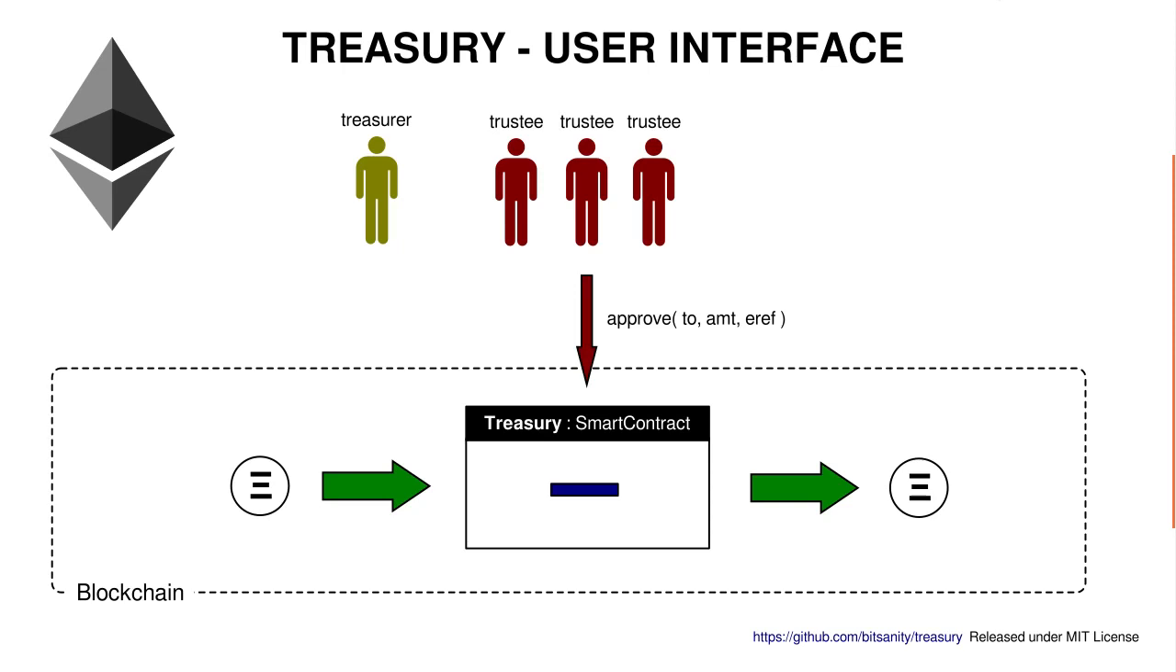The advantage of having this treasury system is that now we've distributed control of the treasury to a group of people who must act together. The treasurer has to issue spend proposals and make sure that the smart contract is always solvent, and the trustees have to cooperate to approve spend proposals. And anything that happens with this treasury, of course, is fully auditable on the public blockchain.